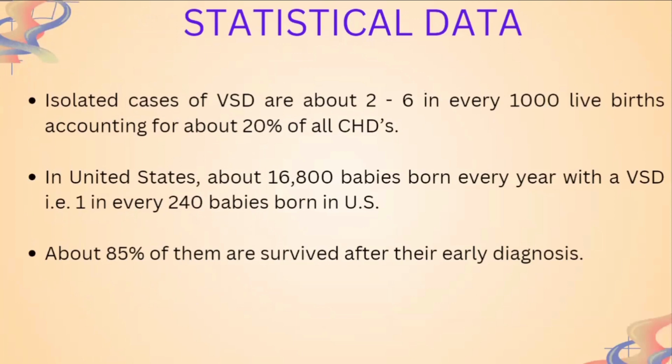Then, statistical data related to VSD. Isolated cases of VSD are about 2 to 6 in every 1,000 live births, which accounts for about 20% of all CHDs. In the US, about 16,800 babies are born every year with a VSD, that is 1 in every 240 babies born in the US. About 85% of them survive after their early diagnosis of VSD.